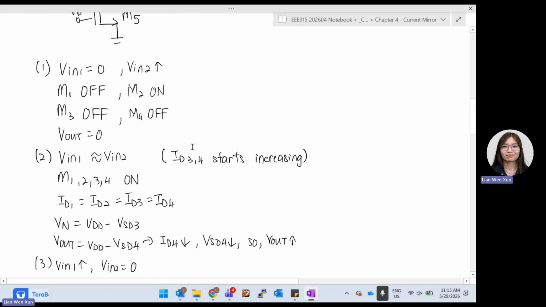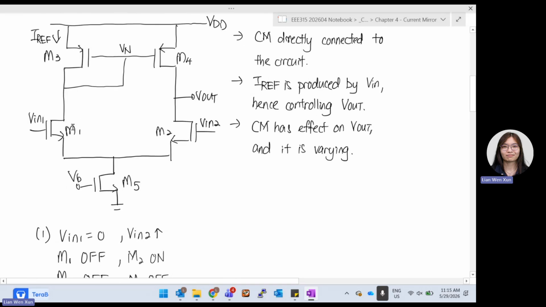The second case, when you increase V in 1 slowly, near to V in 2 already, so both are turned on. Since both have current, when M1 has current, your M3 will also have current, so M3 will turn on.